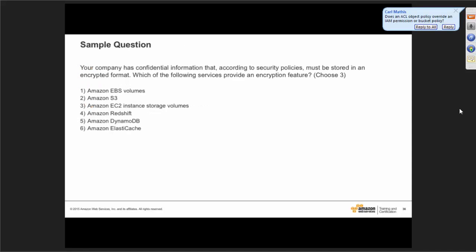So here is a sample question which you can look at. Your company has confidential information that according to security policies must be stored in an encrypted format. So we're talking about encryption at rest. Which of the following services provide an encryption feature?